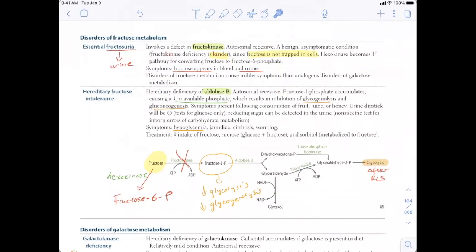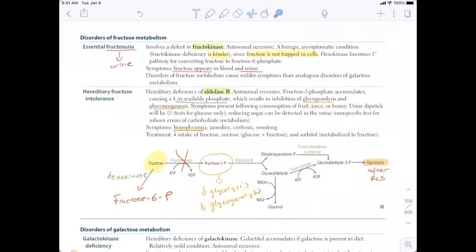Now, initially, yes, we're going to get a lot of fructose floating around, and some of that fructose is going to show up in your urine, which is why it's called a fructosuria. But ultimately it's not that bad because guess what? We have a way out, and the way out is we can go to fructose 6-phosphate with hexokinase.